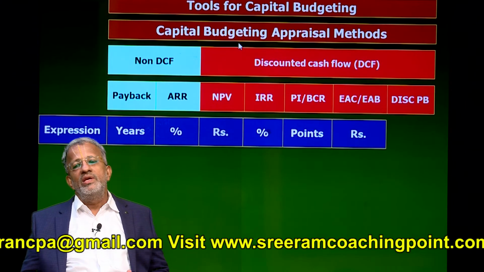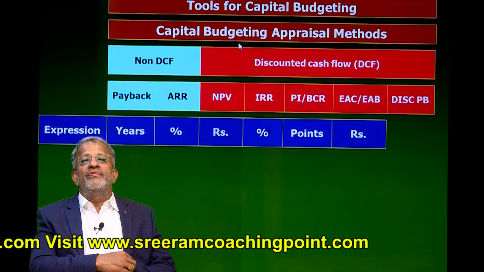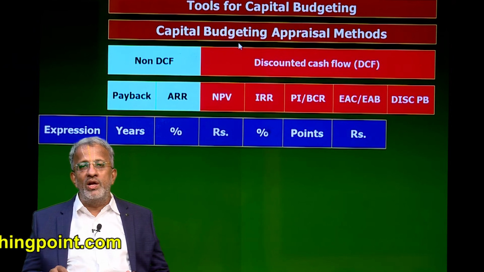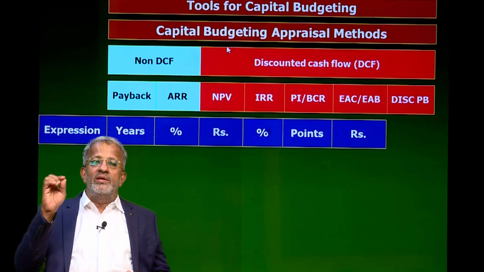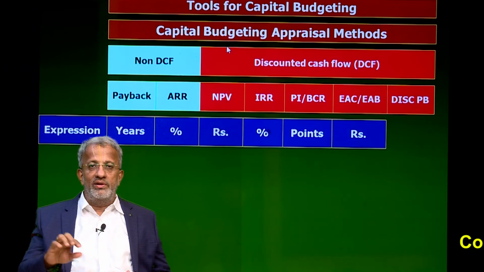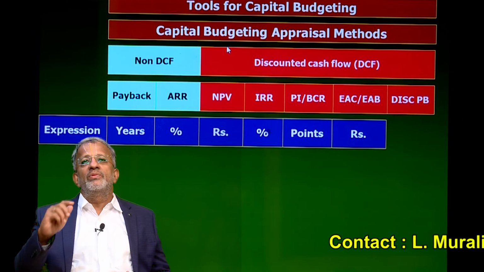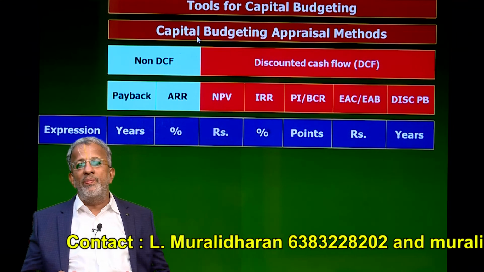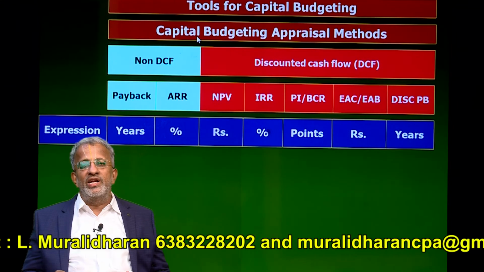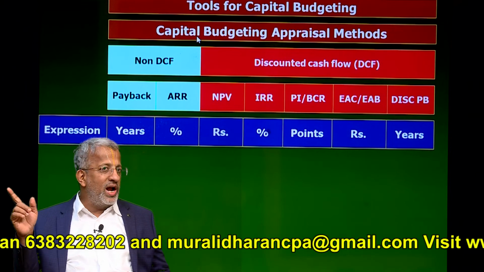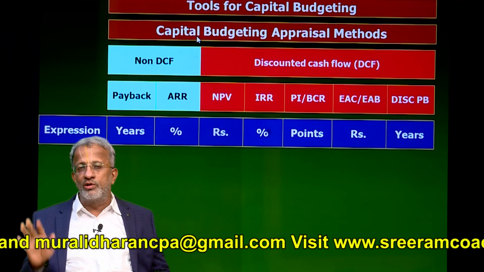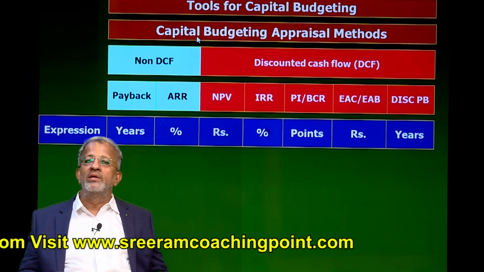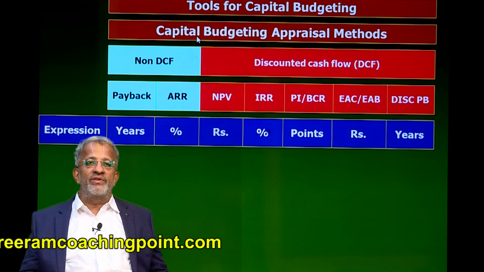Then how will equated annual cost and equated annual benefit be taken up? That will also be expressed in terms of rupee value, dollar value, etc. Because you say equated annual cost, equated annual benefit, the cost and the benefits are to be expressed in terms of rupee value. And then lastly, discounted payback, which you express in terms of years. As the first one was payback, the seventh one is also payback, but with the prefix discounted payback. So the expression will be in terms of years only.